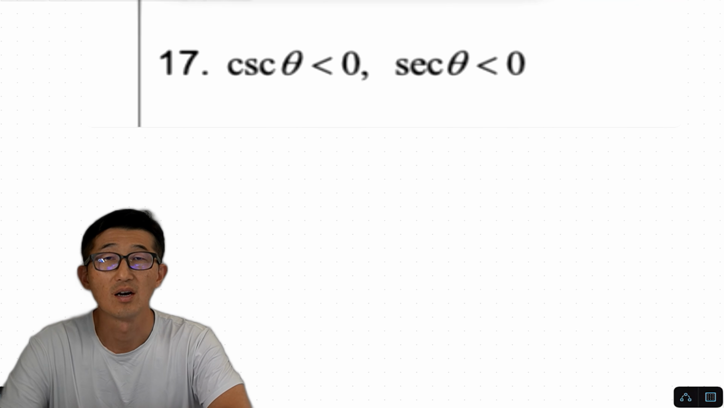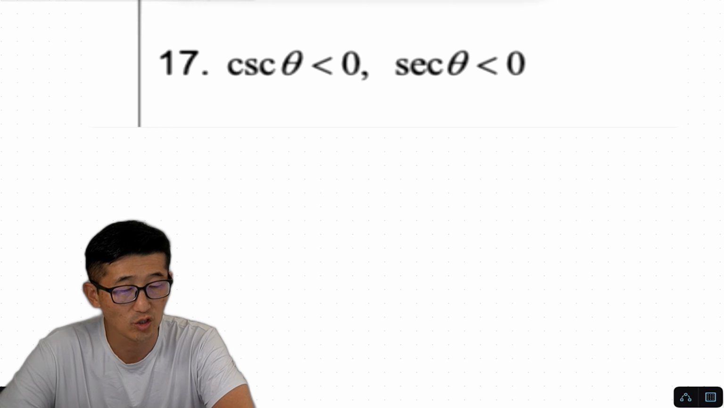Okay? All right. Number 17. What quadrant are you in?